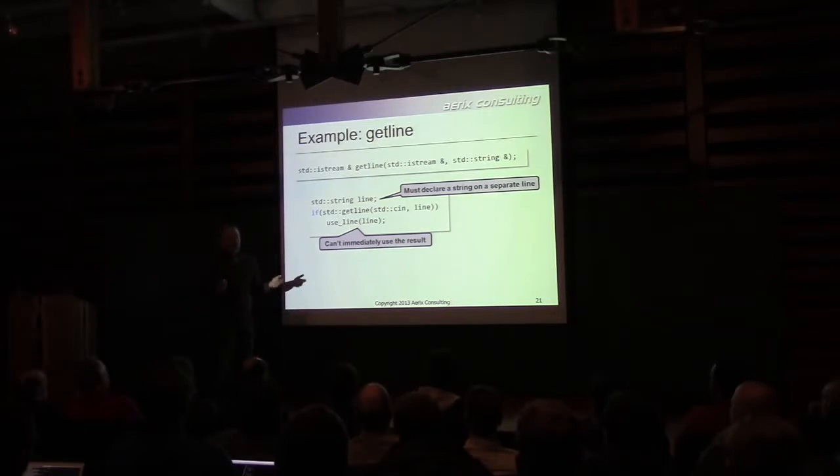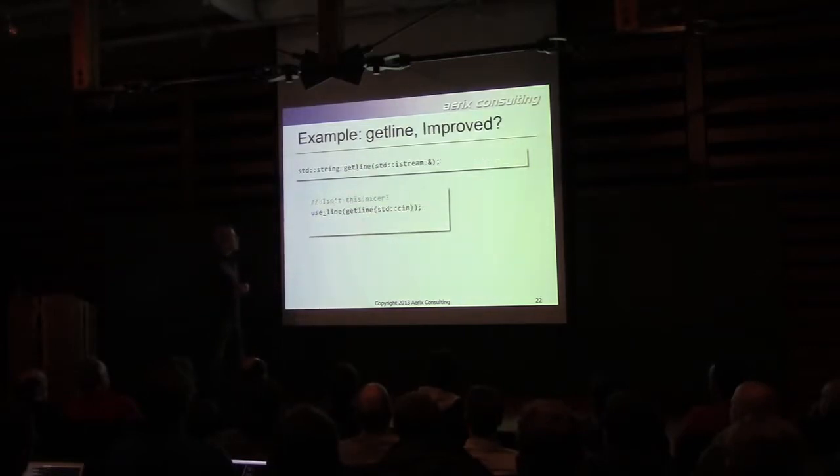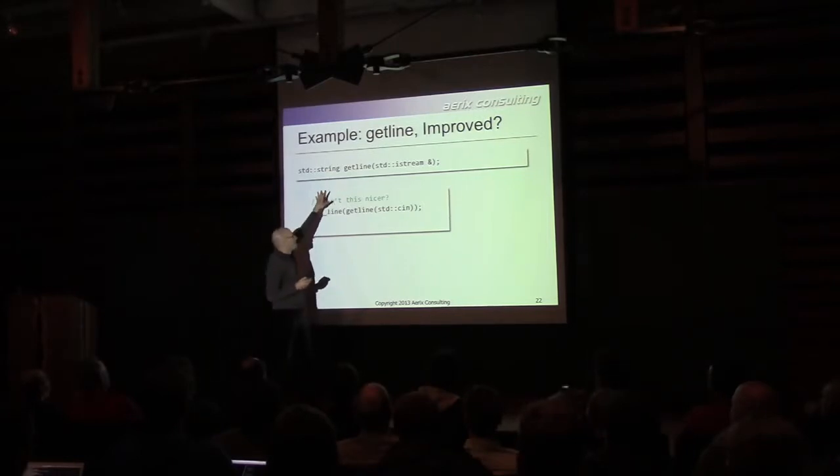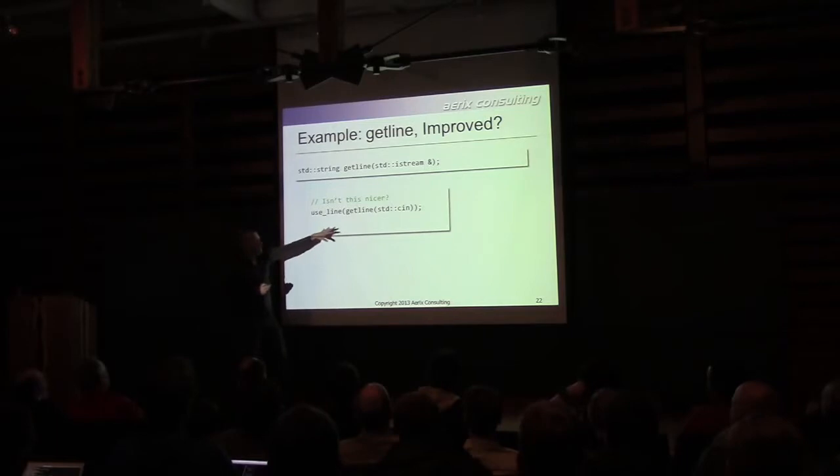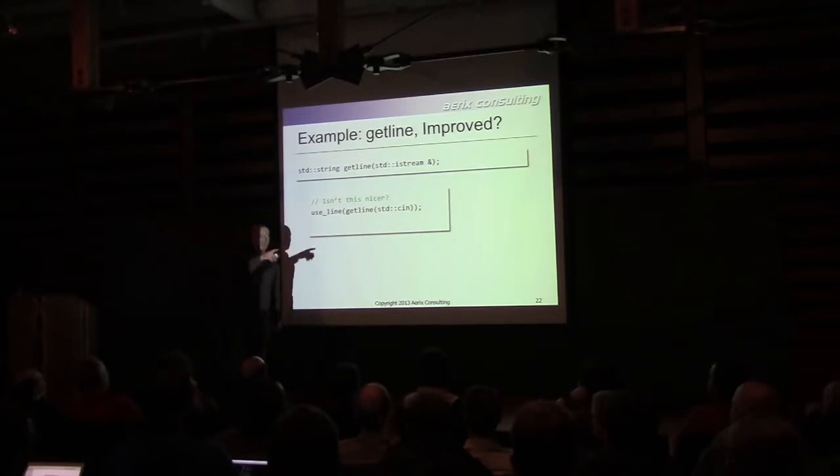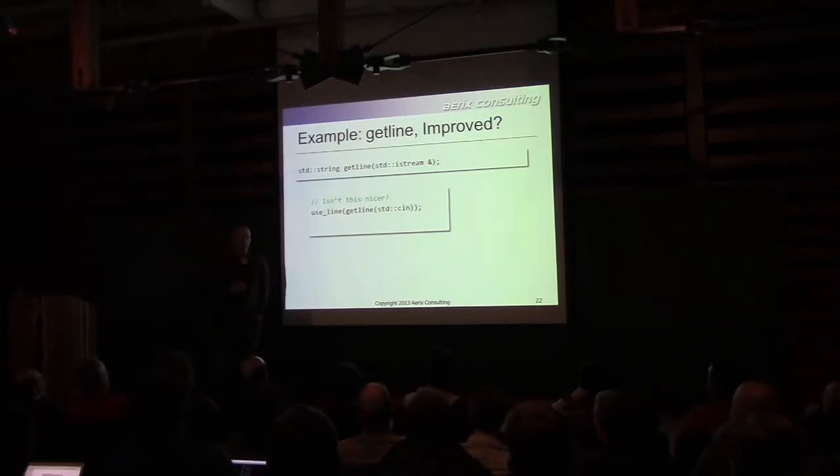Wouldn't it be great if getline returned a line? Imagine getline returns a line. I could just get a line and use it. I don't have to declare a variable. That's pretty nice, right? Anybody see a problem with this? Well, you cannot check whether it failed. Okay, you can't check whether it failed. That's the brain dead reason. There's another reason.